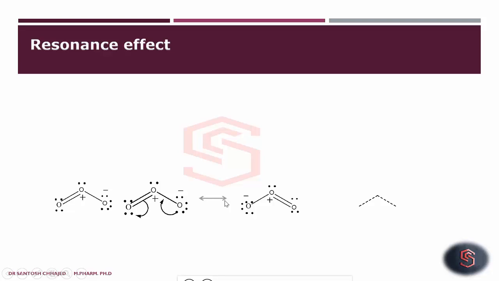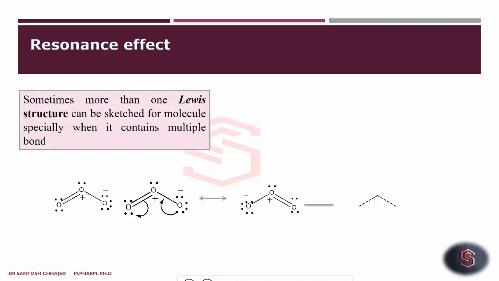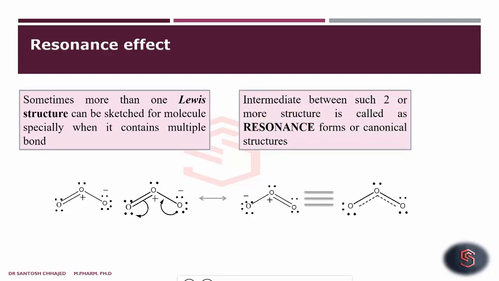so we have to show them by using a double-headed arrow. So resonance is always indicated by a double-headed arrow. Sometimes I will read a bookish definition: more than one Lewis structure can be sketched for a molecule, especially when it contains multiple bonds, and the intermediate between such two or more structures is called the resonance form or canonical form. So we can say this is a hybrid of the two.